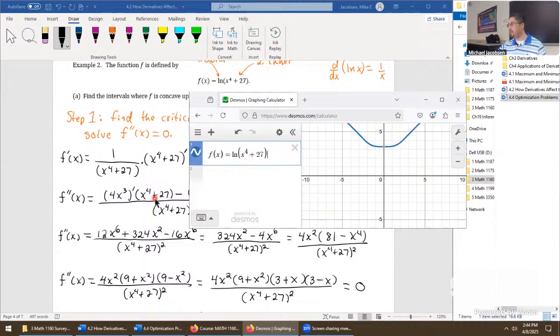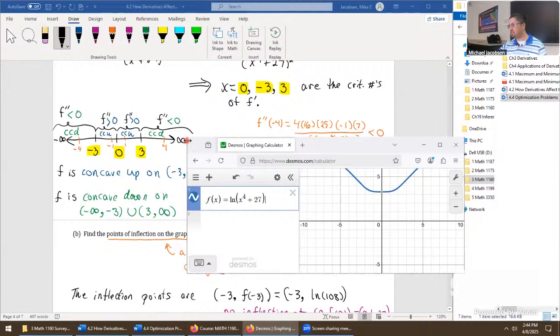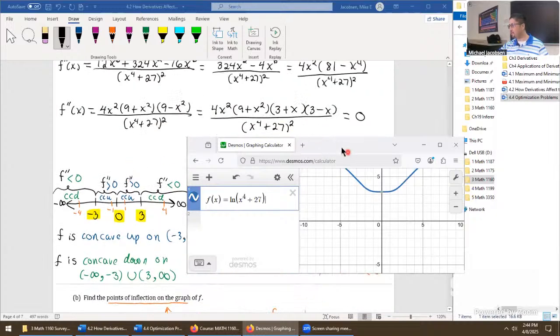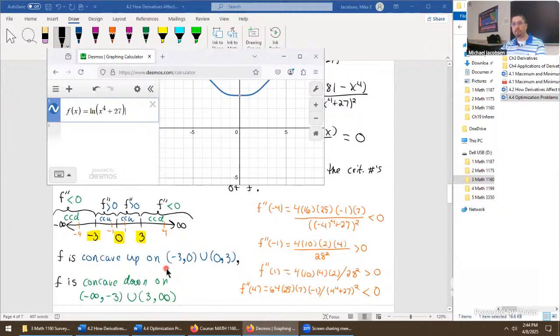Weird looking graph already. What we're really interested in is not local minimums like down here, but what happened with concavity? So we have some claims that we made right over here about concavity. Let's check them out. Concave up from -3 to 0 and 0 to 3.